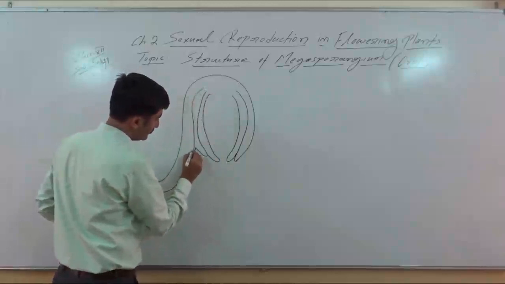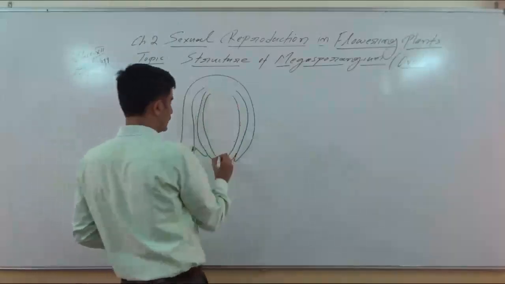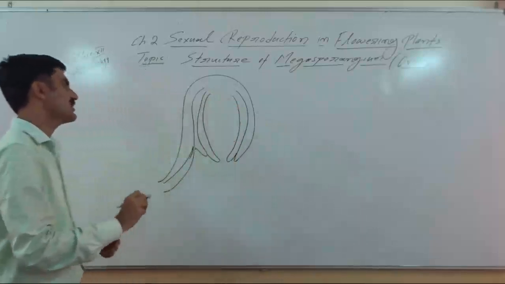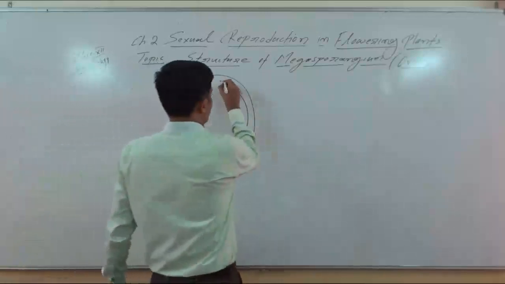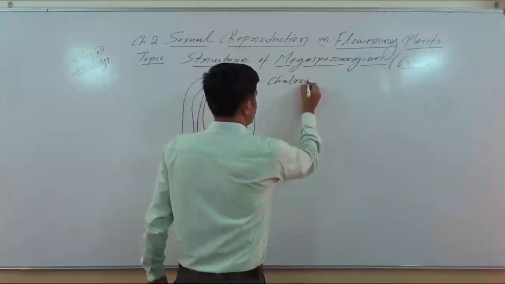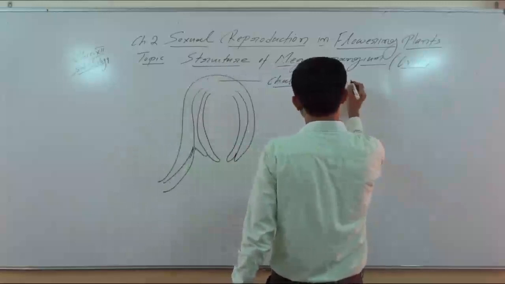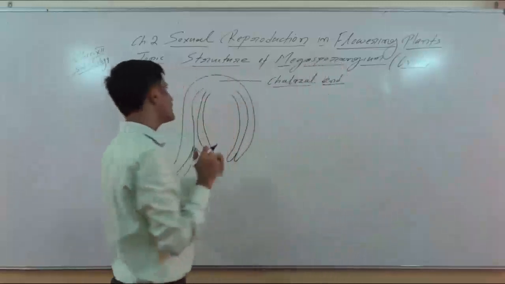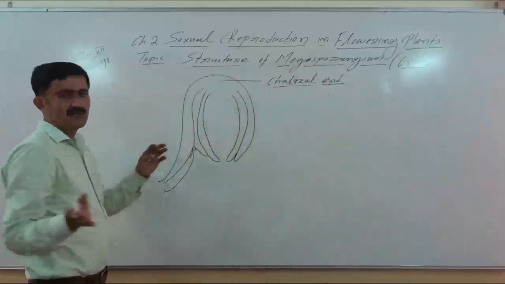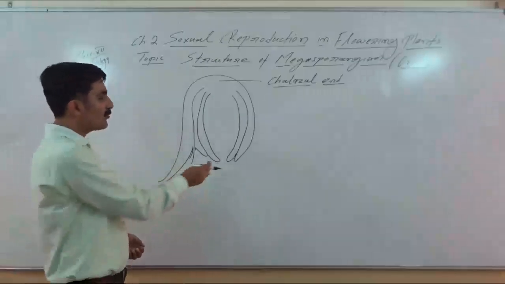Here, first of all we should try to understand the upper part, which is called the chalazal end, or this pole is called the chalazal pole. Which pole is the chalazal pole? It depends on the position of the opening of the ovule.